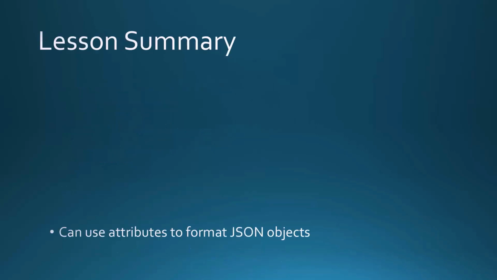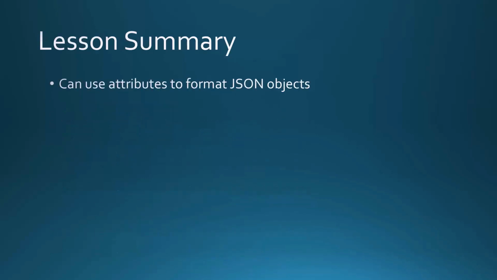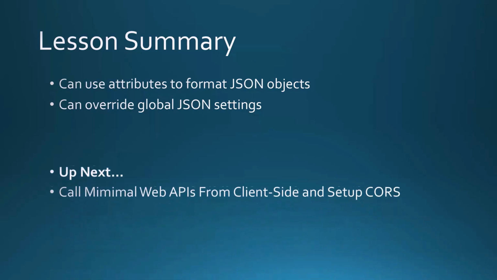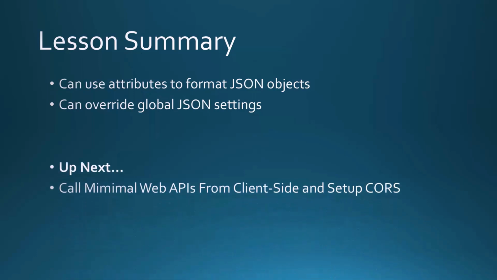In this lesson, we saw how we can use attributes to format JSON objects, how we can override global JSON settings through that configuration method that we were using there in the program.cs. Coming up next, call minimal web APIs from client side and set up CORS.